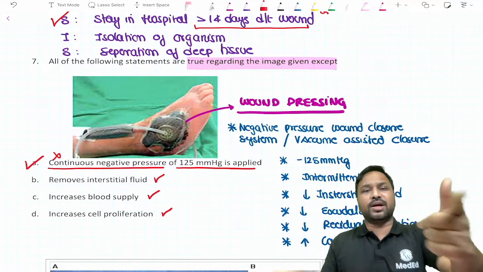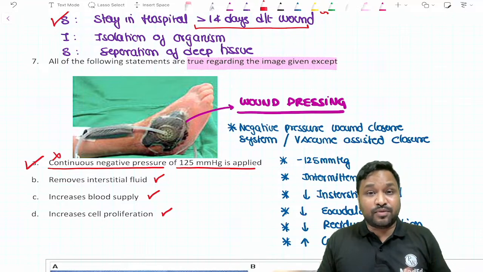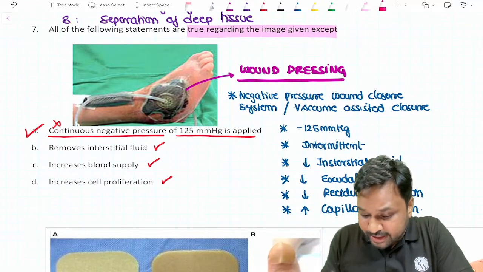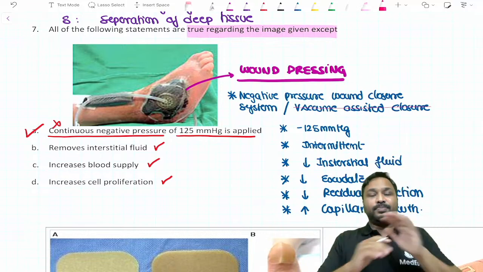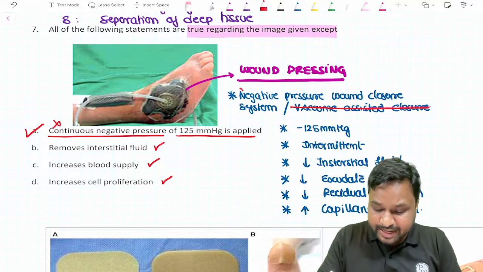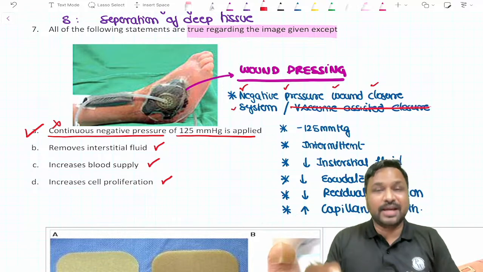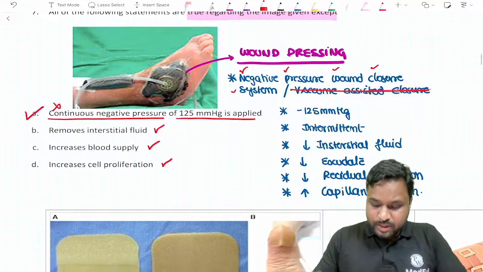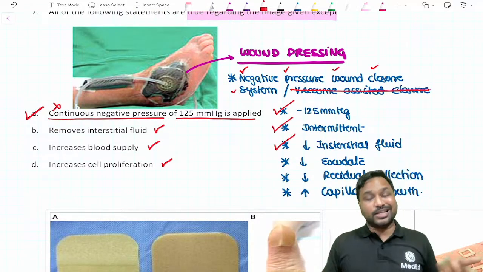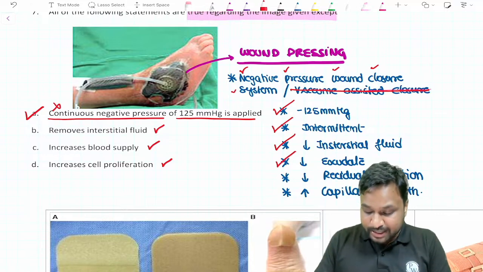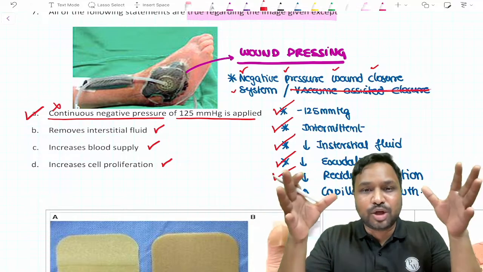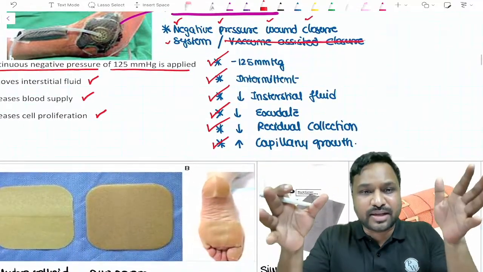The image that is given is what? It is your VAC. VAC stands for what? Vacuum assisted closure. But this word, vacuum assisted closure, is obsolete. We don't use VAC any longer. Now the new word is negative pressure wound closure system, NPWCS, right? Now, what is the pressure in this? Minus 125, applied on an intermittent basis. It decreases the interstitial fluid, decreases the exudates, decreases the residual collection, and increases the capillary ingrowth. These are the advantages that you look at.